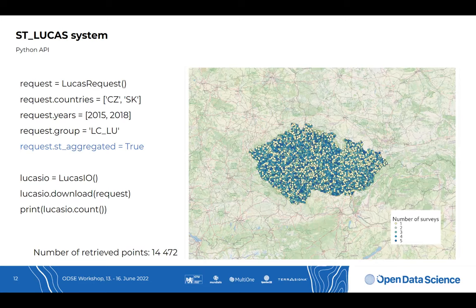Here is a similar request. We are just enabling space-time aggregation, so you are getting space-time aggregated data. It means that for a point which was visited repeatedly, you are getting just one record, and for each year you are getting separate sets of attributes. On the picture on the right side, you can see the points symbolized by the number of visits, for example the points which were visited only once or more times.